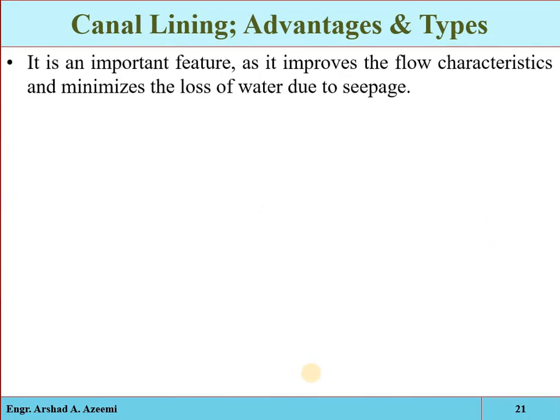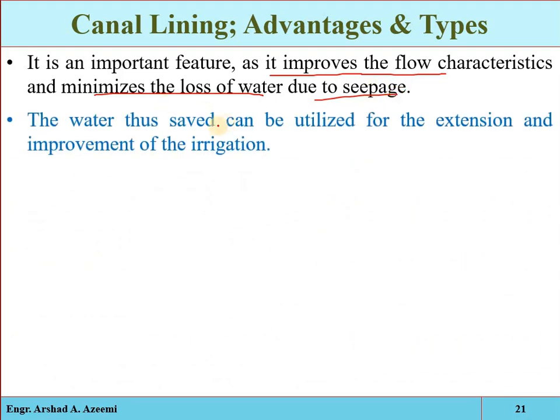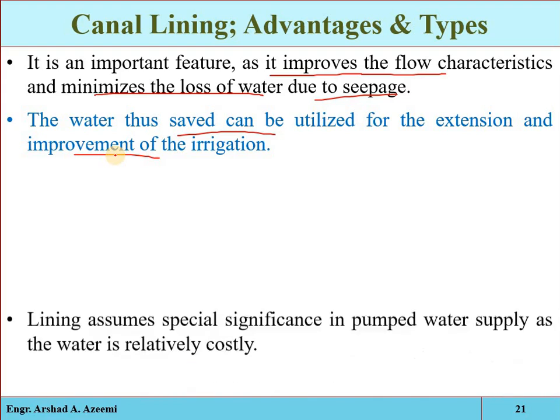Now, it is an important feature, as we have discussed, to improve the flow characteristic and minimize the losses. Due to the seepage, to minimize those losses, we have to line the irrigation canal. The water thus saved can be utilized for extension. If you line an irrigation canal, the water will be conserved and the water losses will be reduced. That extra water which is conserved can be utilized for irrigating some more area, so the irrigation system can be extended.